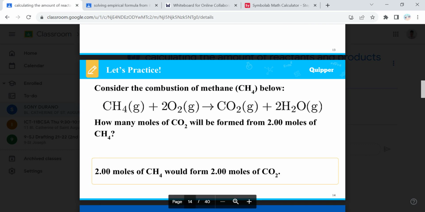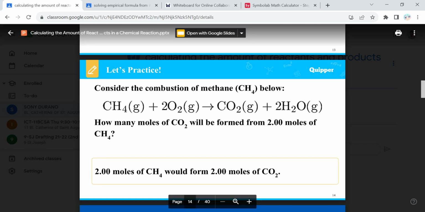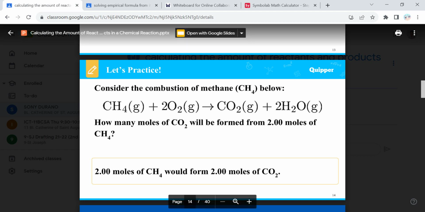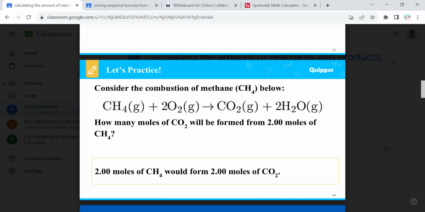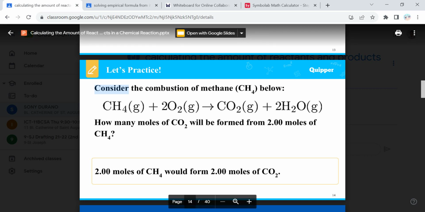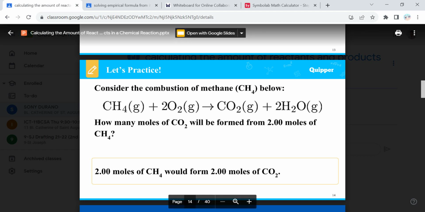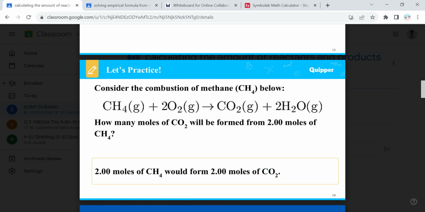To answer this, the equation tells us that for every 1 mole of CH4, there will be 1 mole of CO2. If there's no coefficient here, that usually means that its value is 1. So basically, if this here is 2, this here is also 2. That's why the answer is 2 moles of CH4 would form 2 moles of CO2.